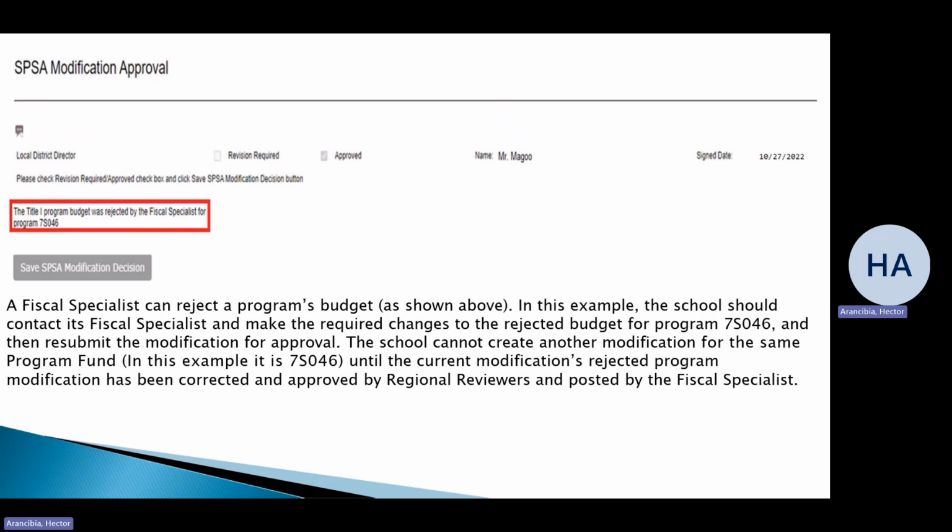The school cannot create another modification for the same program fund until the current modification's rejected program modification has been corrected and approved by the regional reviewers and posted by the fiscal specialist, or your fiscal specialist has rejected it, because at this point the school can no longer just cancel this modification. Recall that the status has to be pending review for you to cancel it. Once it's submitted and it's gone to your fiscal, the only one that can delete it now is the fiscal specialist.